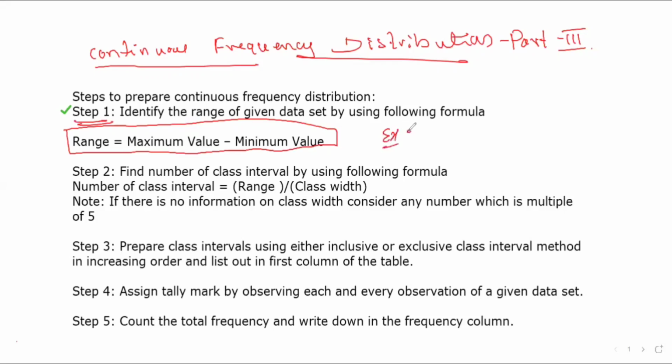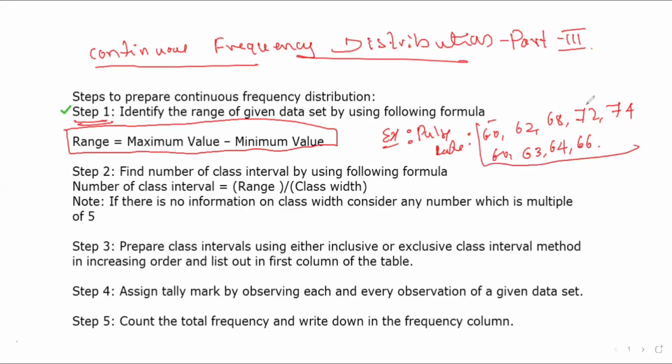Say for example, suppose I want to identify the range of one data set. For understanding purposes, let me consider one data set, that is pulse rate: 60, 62, 68, 72, 74, 60, 63, 64, 66. Now, how to identify the range of this data set? Suppose this is the pulse rate data of how many patients? 1, 2, 3, 4, 5, 6, 7, 8, 9 patients, right? So, a data set of 9 patients' pulse rate.